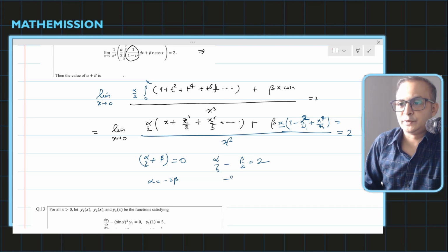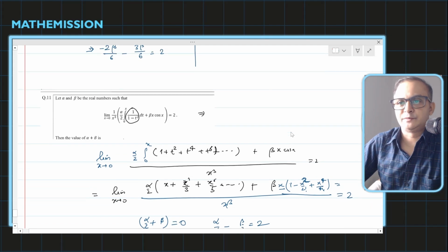So minus 2 beta by 6 and minus beta by 2 is equal to 2. And from there you get the answer, alpha and beta, I'm sure.